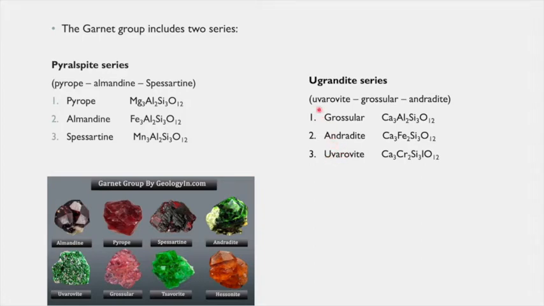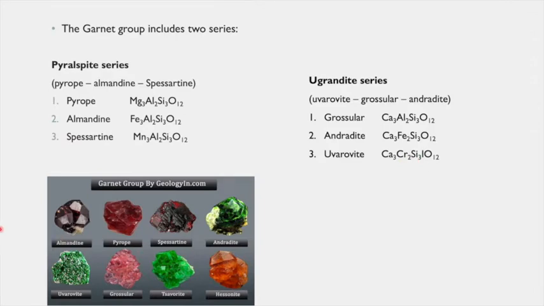The other series, the Ugrandite series, is also named after three minerals: uvarovite, grossular, and andradite. U comes from uvarovite, GR comes from grossular, and A and T come from andradite. This Ugrandite series comprises grossular, which is calcium aluminium silicate, andradite, which is calcium iron silicate, whereas uvarovite is calcium chromium silicate.